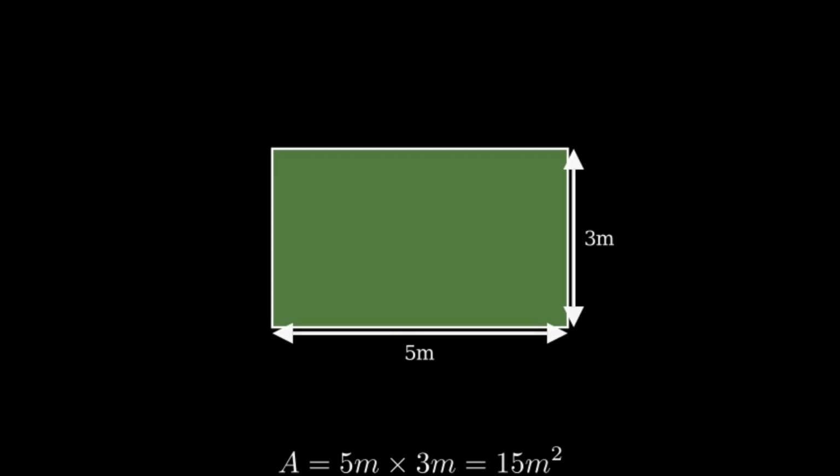As you can see, knowing the area of our garden is super helpful. It helps us calculate exactly how much soil and seeds to buy, so we don't waste money by getting too much or too little. The formula for finding the area of any rectangle is length times width.